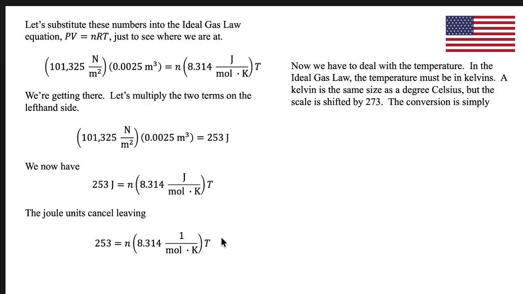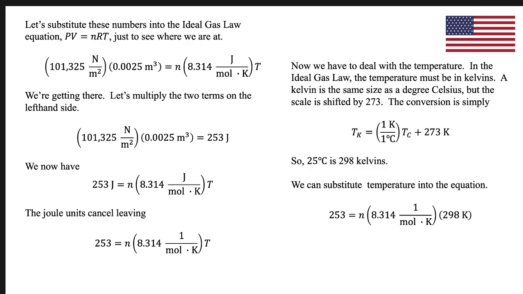Temperature must be in kelvins. It must be absolute temperature. The Kelvin degree is the same size as a Celsius degree, but the scale is shifted by 273. So the conversion is simply you add 273 to the Celsius temperature. So 25 degrees Celsius is 298 kelvins. So we can plug in 298 kelvins for the temperature, and we can multiply out that mess on the right-hand side. The kelvins cancel, and we have a couple of numbers there.